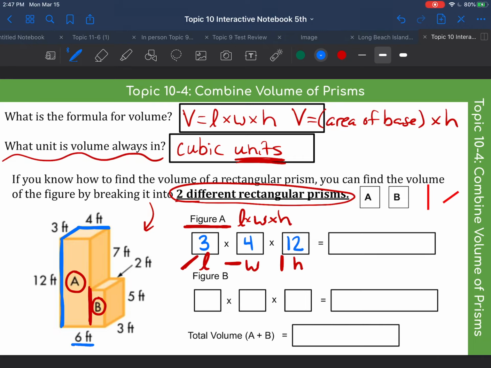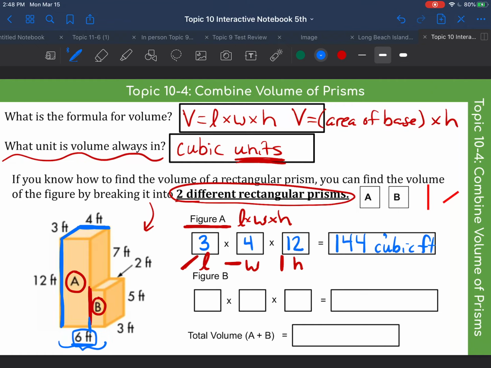Now, why wouldn't I use this 6 as my width? That is also a horizontal, but why wouldn't I use this 6? Well, that 6 is the whole entire thing, and this shape stops right here. So we wouldn't use 6, we would use 4, because that's how wide it is. So we have the length, the width, and the height for figure A. So we can multiply all of those. 3 times 4 is 12. 12 times 12 is 144 cubic feet because we're multiplying 3 dimensions.